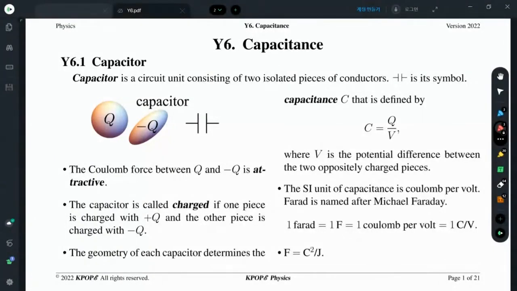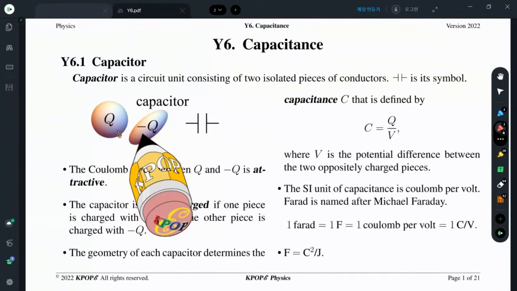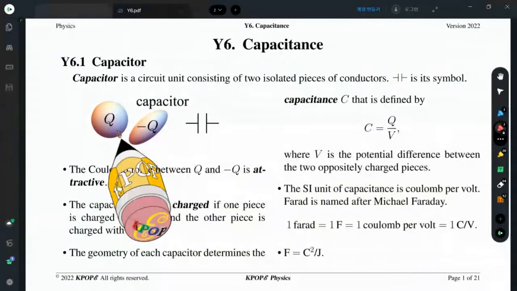Now we understand how to compute the electric field and electrostatic potential. So the next problem is how to hold the electric charge in a container. Such a container of electric charge is called a capacitor. And a capacitor is usually conducting material that are not connected. Not connected. That's very important.